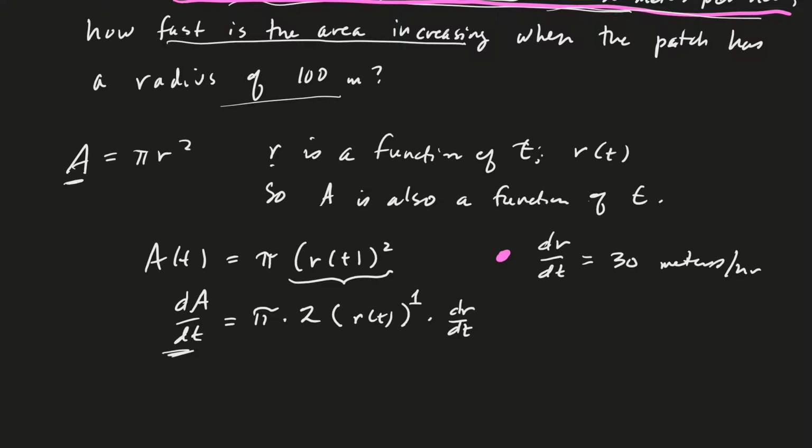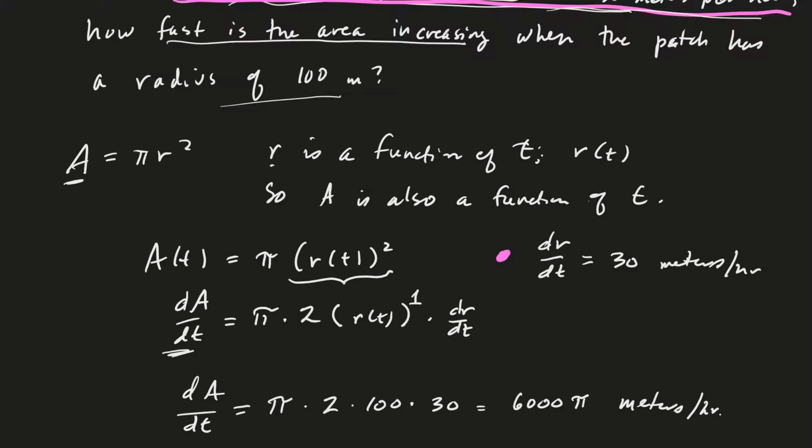Okay, so I think we're now ready to plug everything in. The rate of change of the area is pi times 2 times the radius, which is going to be 100, times the rate of change of the radius, which is 30. Good. And if we multiply that out, what do we get? 6,000 times pi. And so the units here would be meters squared per hour.